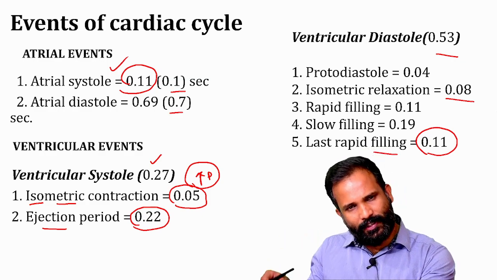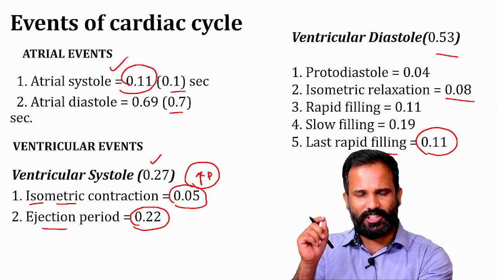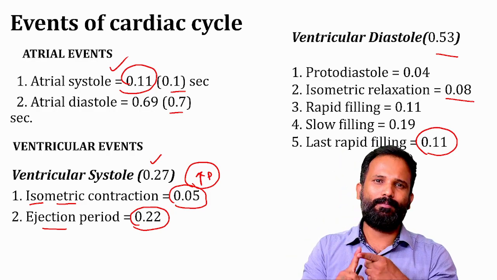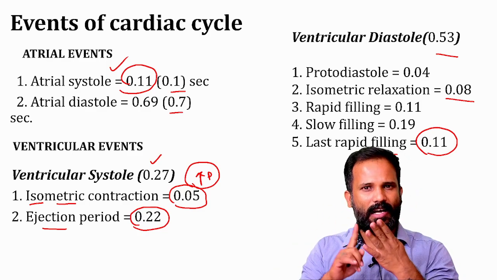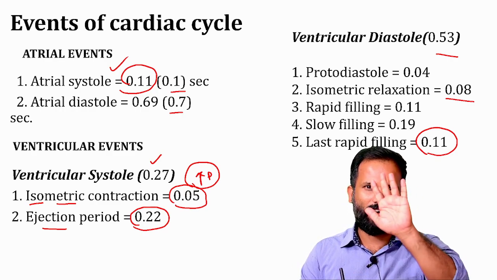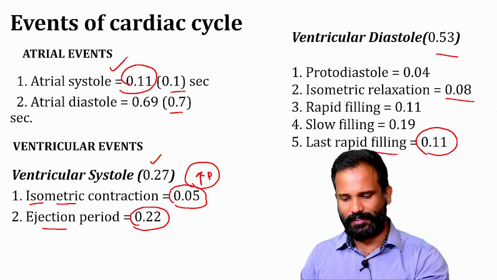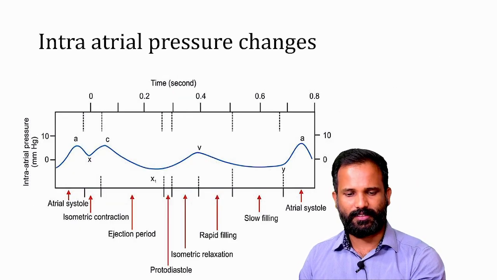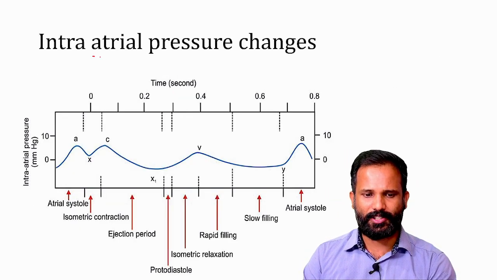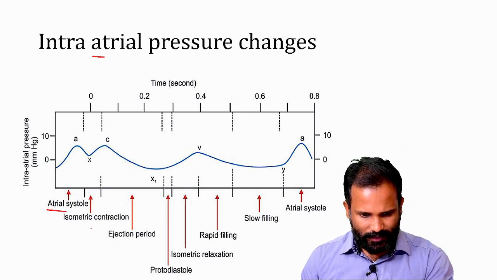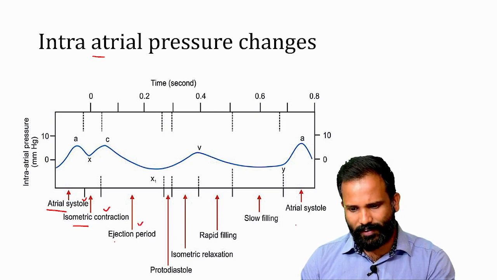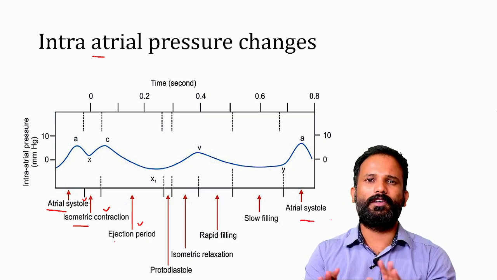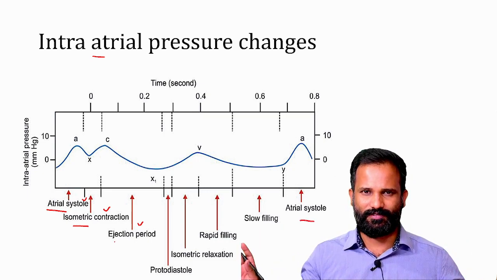Now before going to individual phases, we'll summarize the changes. First we'll go with the atrial pressure changes, then ventricular pressure changes, then ventricular volume changes, then heart sounds, then ECG. These are the five entities we will talk about in every phase of the cardiac cycle. Now, intra-atrial pressure. If you see here, the phases are mentioned: atrial systole followed by isometric contraction and ejection of ventricular systole and ventricular diastole, again atrial systole. We are not talking about atrial diastole events, it is just a relaxation phase.